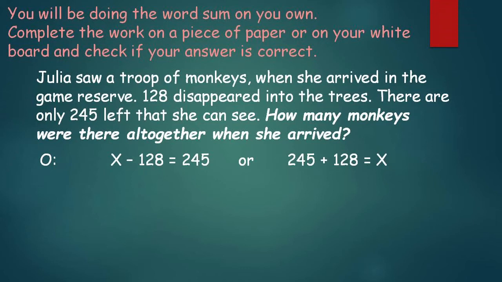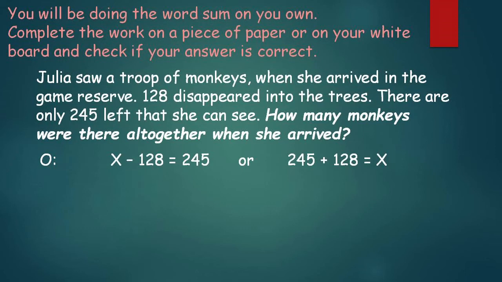All right, so you should have done at least O, S, and A by now. Try to figure it out. So what we're going to do is just quickly go through the example so that you can see what the answer should have been. So for O, there were two options. You could have said X minus 128 equals 245. Again, because X represents what we don't know. In other words, we don't know how many monkeys she saw when she arrived, because that is the question.